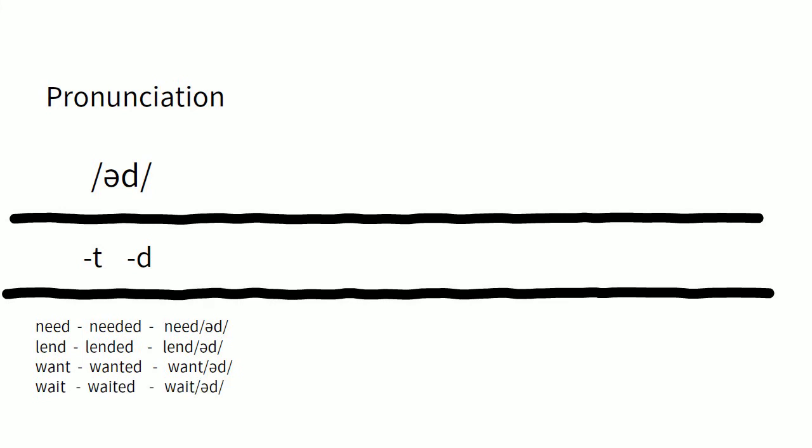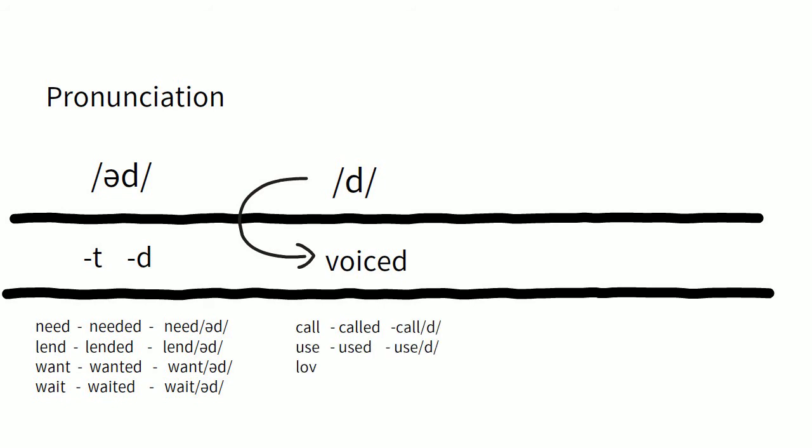The second pronunciation option is d. We pronounce the ed as d for verbs that end in a voiced sound. Notice, d is also voiced. To help you remember, if the base form of the verb ends in a voiced sound, the ed should also be voiced. So call becomes called. Use becomes used. Love, loved. Offer, offered.